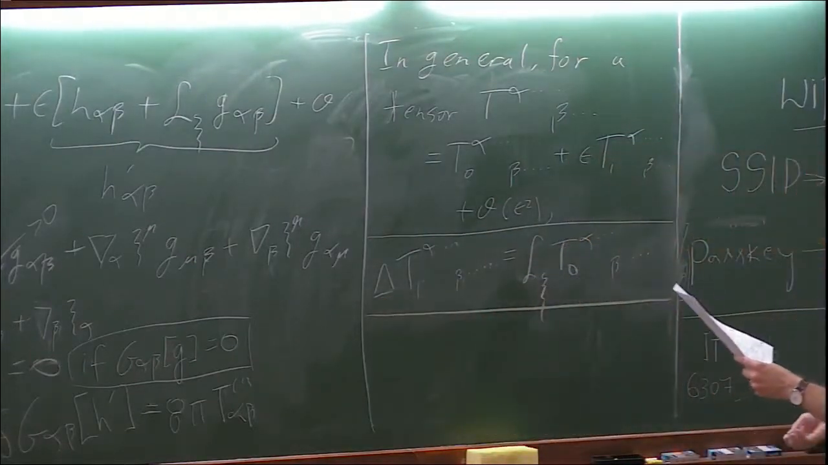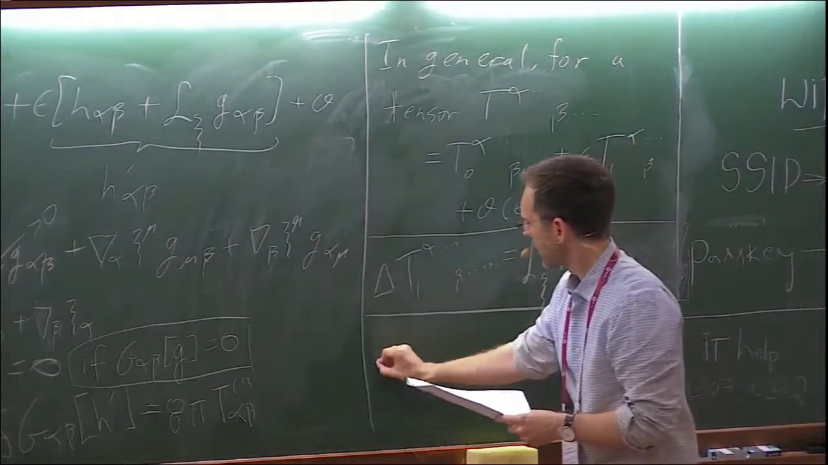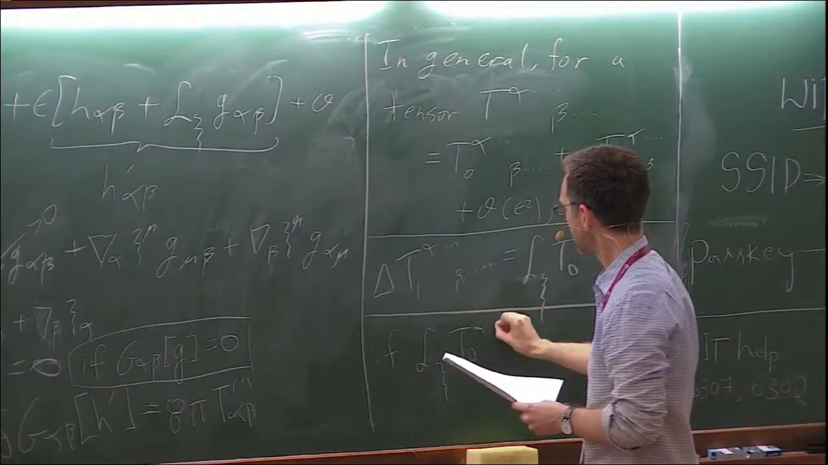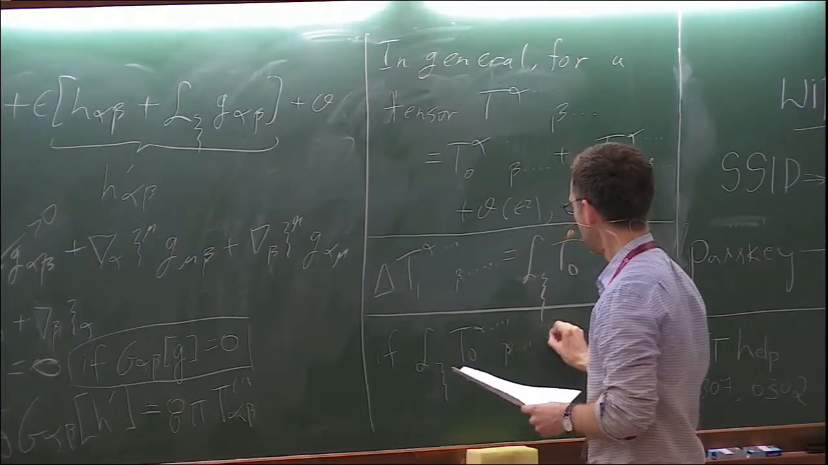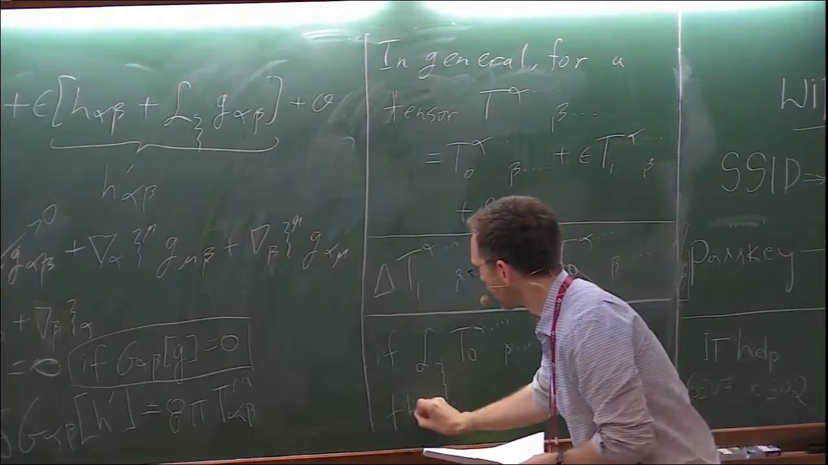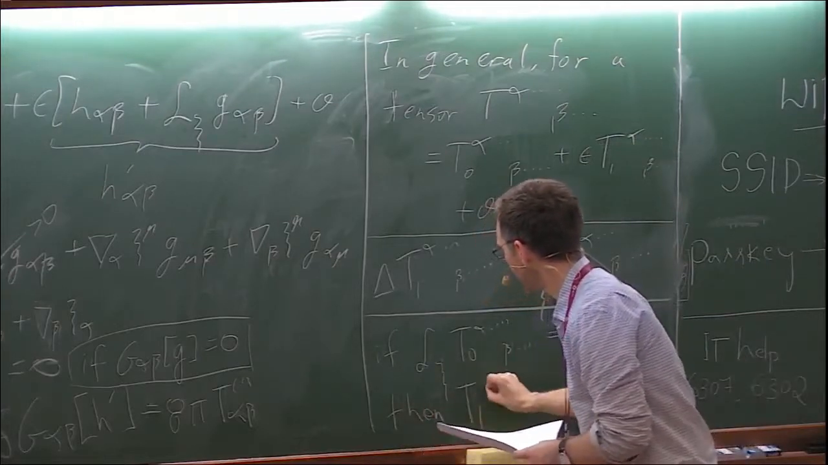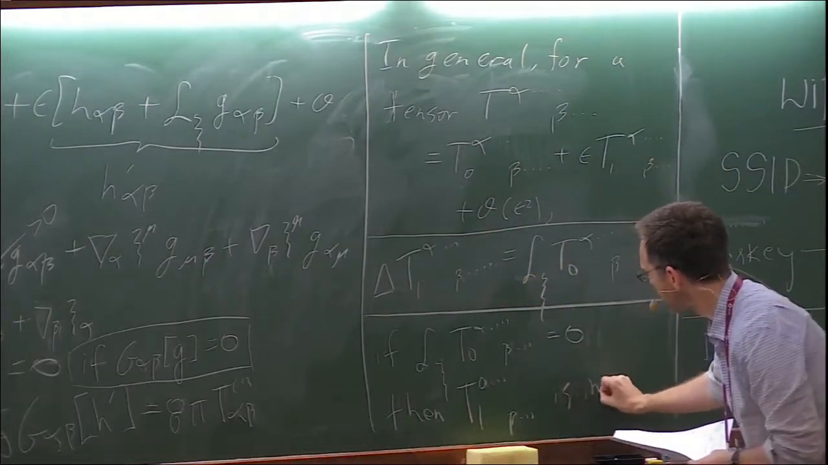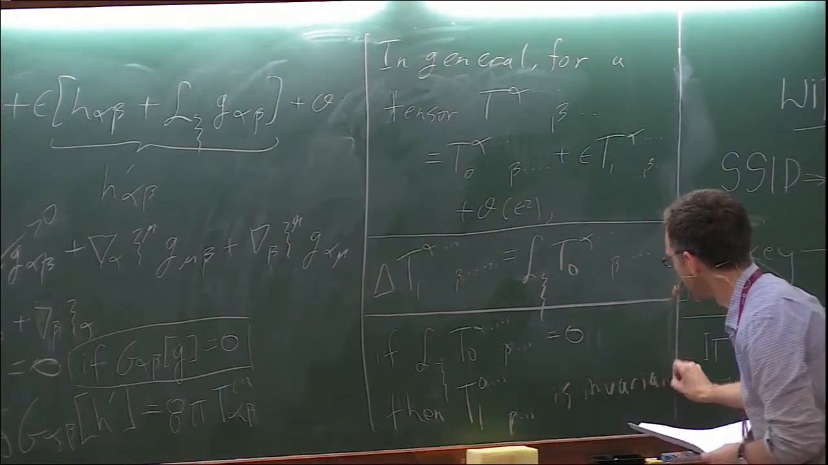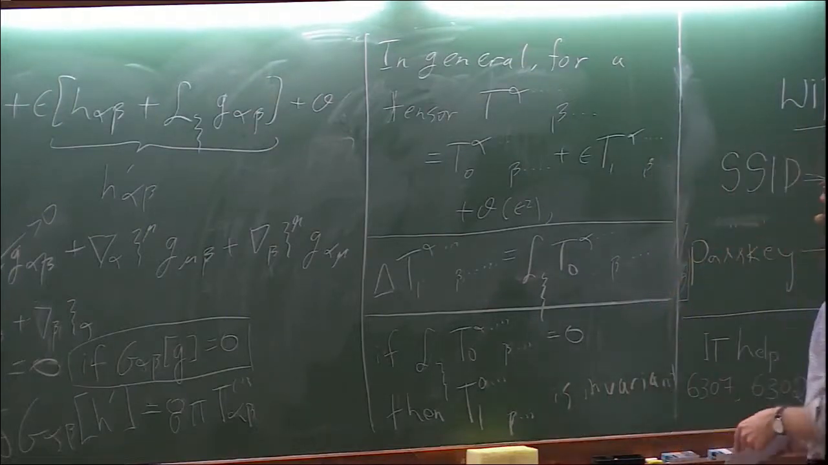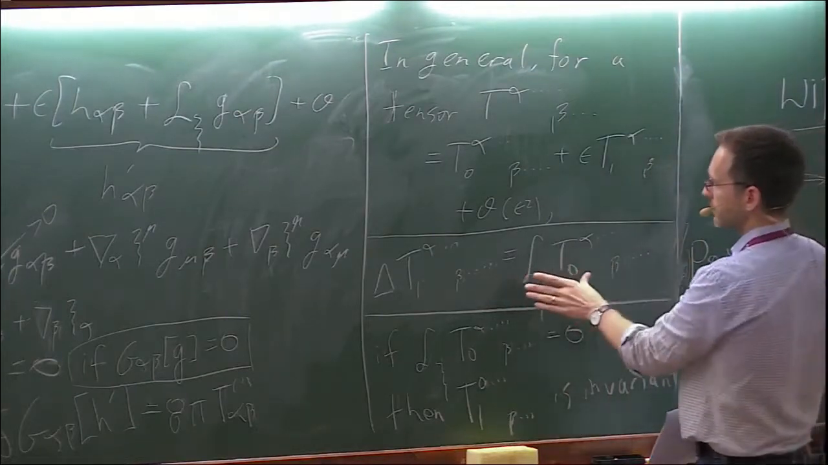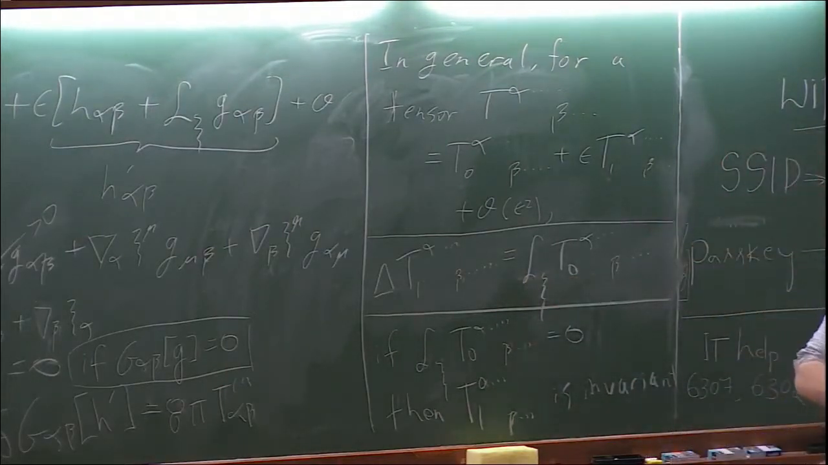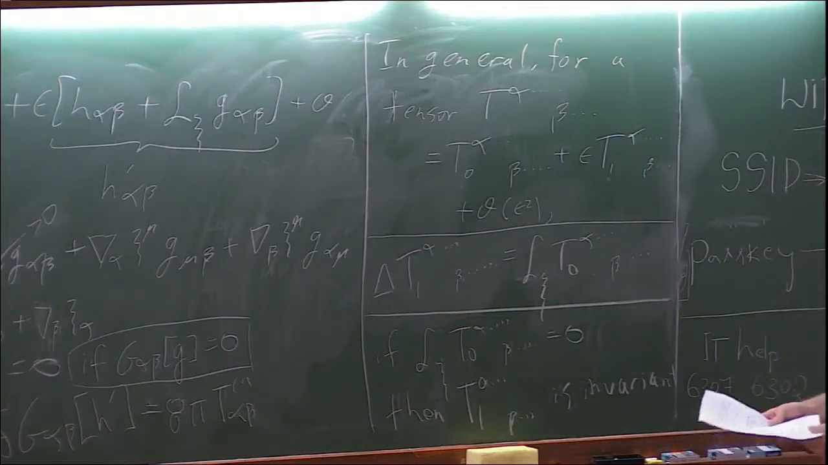So what that means is, if the Lie derivative of T0 is equal to 0, then T1 is invariant. Under a gauge transformation, if this is 0, you don't have any change in T1. And this is easy to extend to arbitrary order in perturbation theory.